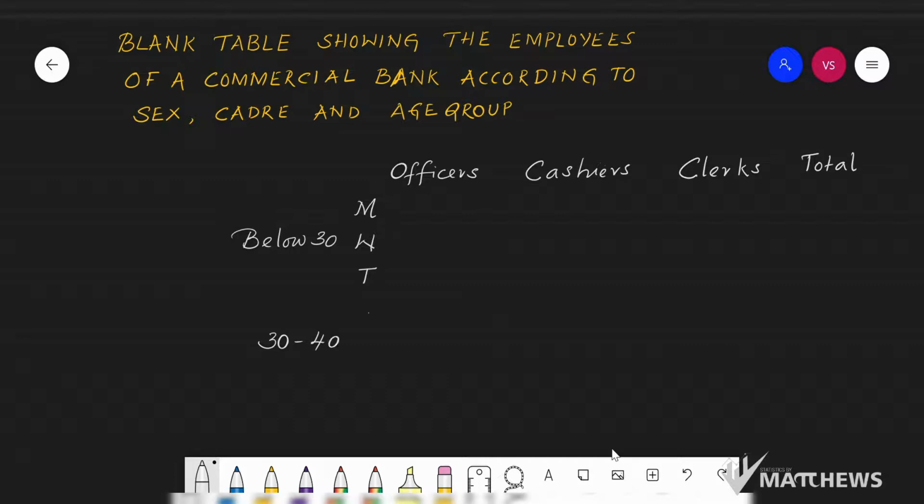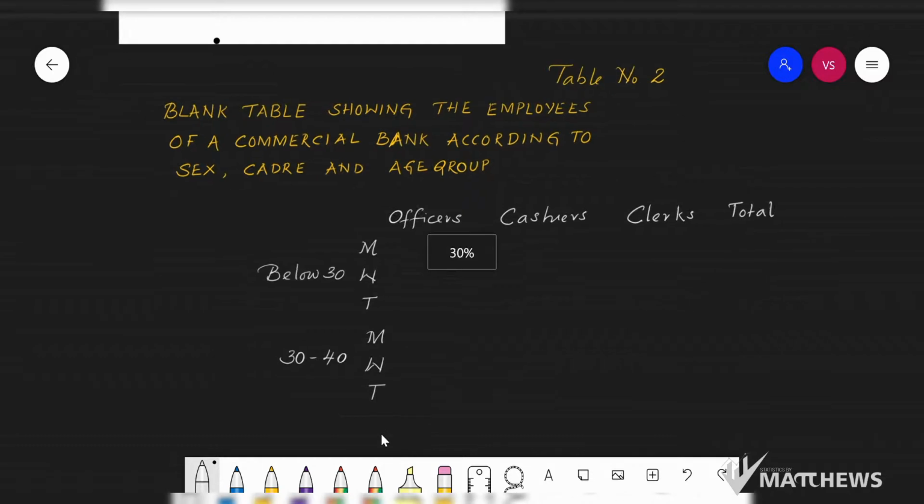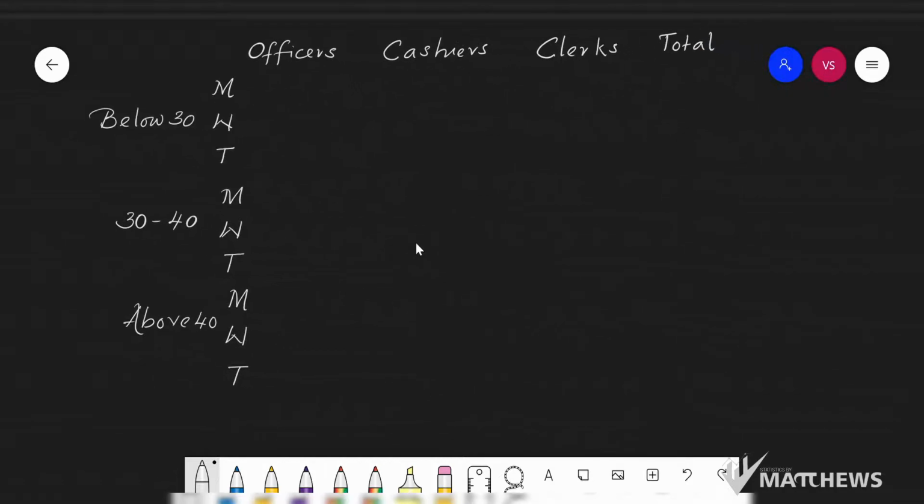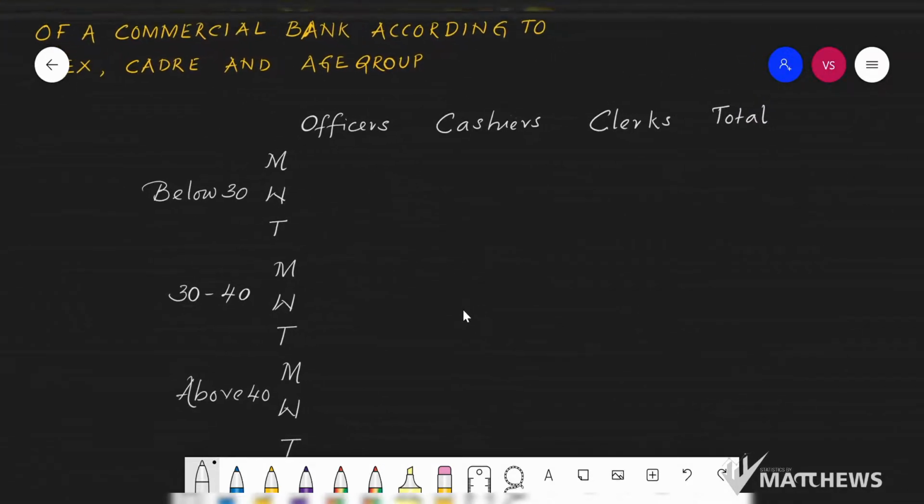So it would be M, W, and T. Okay. The next would be above 40. Is it right? Above 40 would be M. Again, division, subdivisions, total, students. Is that clear? So this is what should be the whole table. It looks like this.